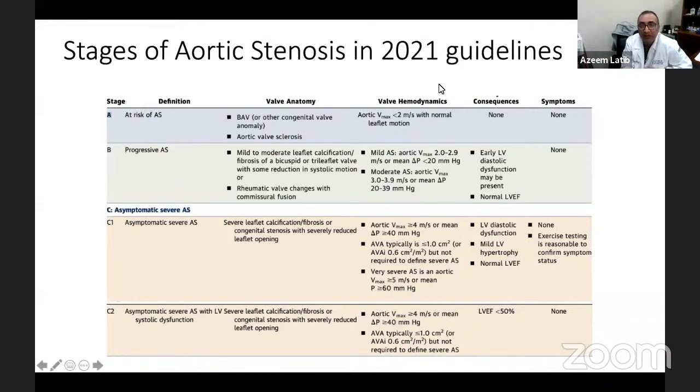And so the US guidelines still didn't have anything about intermediate risk, forget about low risk. TAVR hadn't really entered into the guidelines. So we really did need this guideline change.